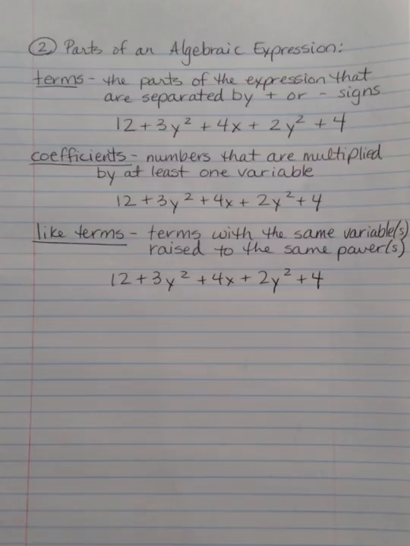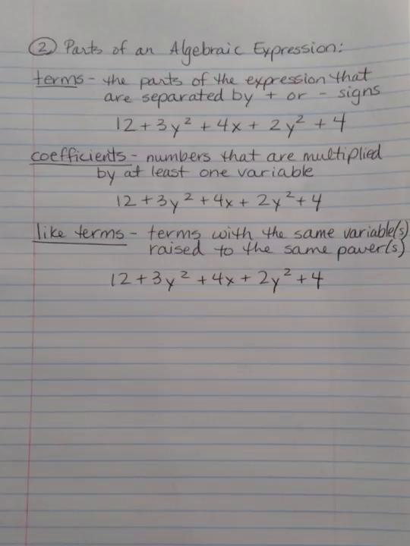Okay, in box number 2, and I know this is a lot of writing, but just bear with me. In box number 2, we are going to talk about parts of an algebraic expression. And there are 3 parts to an algebraic expression. The first part are the terms, and the terms are the parts of the expression that are separated by addition or subtraction signs.